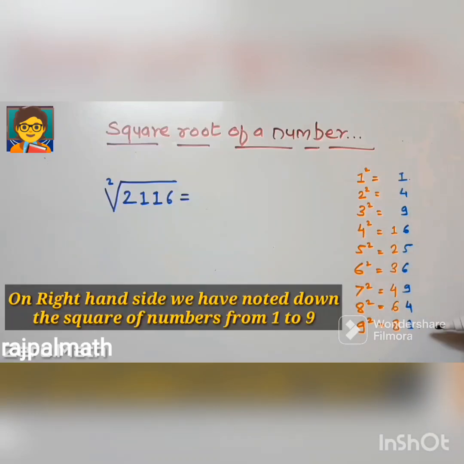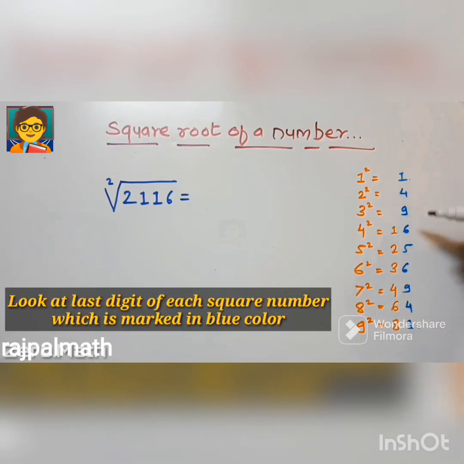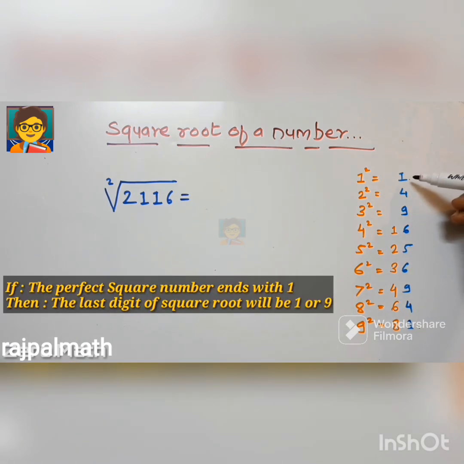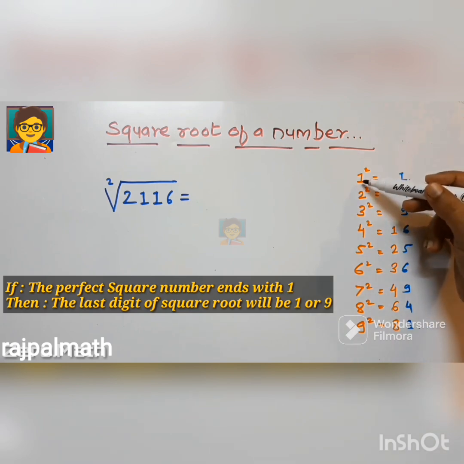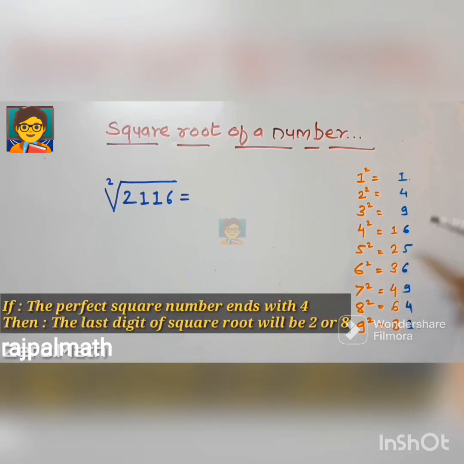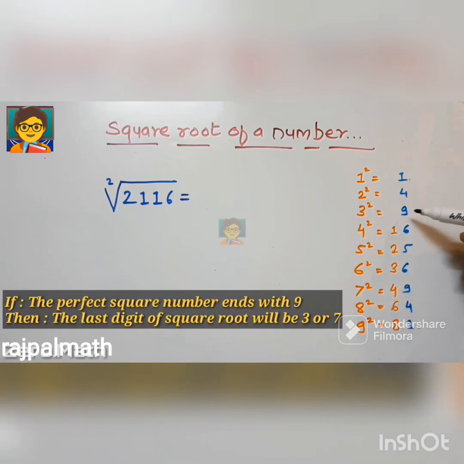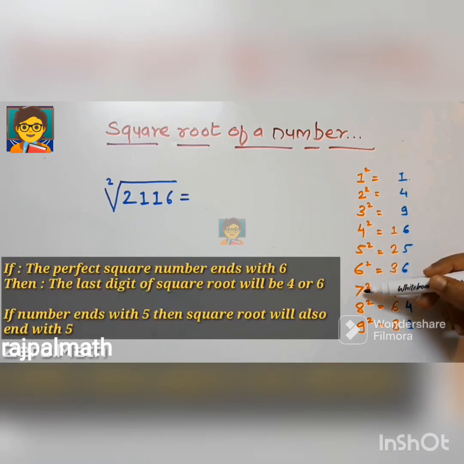Of the numbers from 1 to 9, you can see the last digit of each square I have marked in a different color. This color signifies something. If the square of a number ends with 1, then the square root will end with either 1 or 9. If the square ends with 4, then the square root will end with 2 or 8. If the square ends with 9, then the square root will end with 3 or 7, and so on.